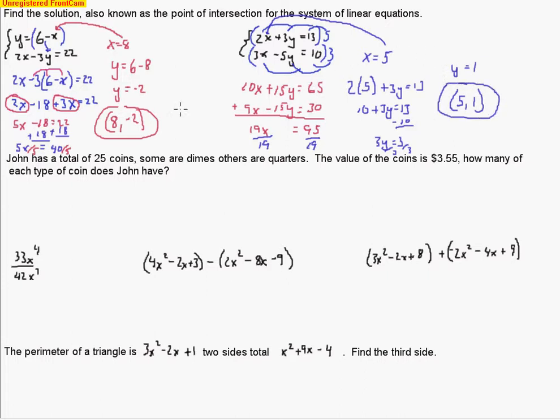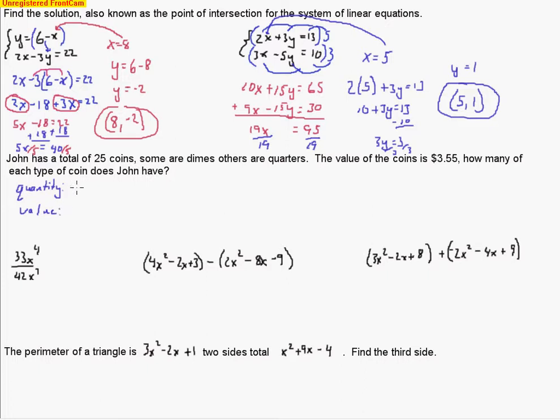Now, we use systems to solve problems like this one here. So John has a total of 25 coins. Some are dimes, others are quarters. The value of those coins is $3.55. How many of each type of coin does John have? Well, this is a problem in which we can set up a system of equations. And so I'm going to set up a quantity equation and a value equation.